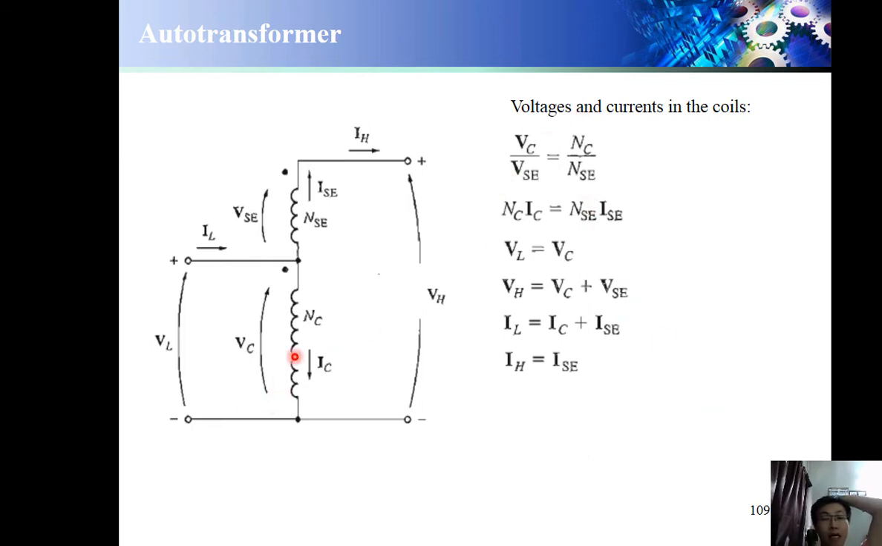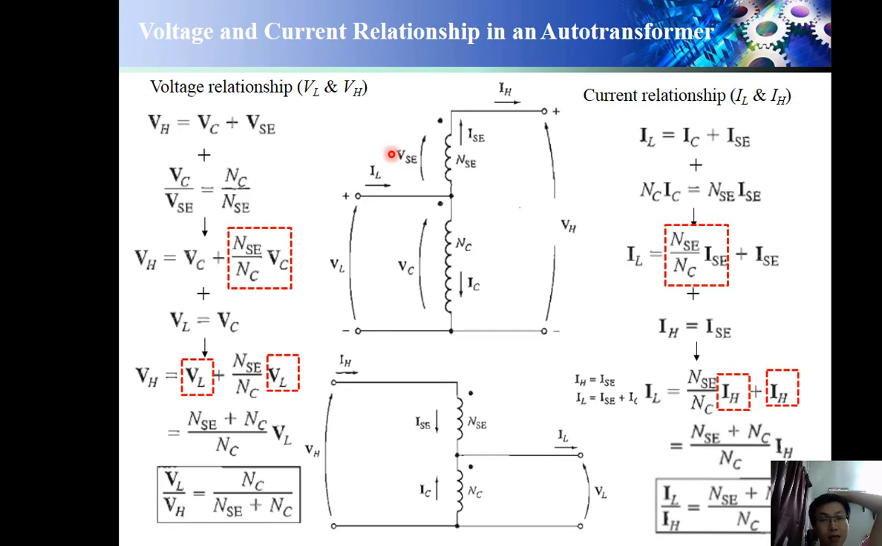VC divided by VSE equals NC divided by NSE, and NC times IC equals NSE times ISE. VL equals VC, VH equals VC plus VSE. IL, current in and out, becomes IL equals IC plus ISE, and IH equals ISE. Or just read it from the circuit.